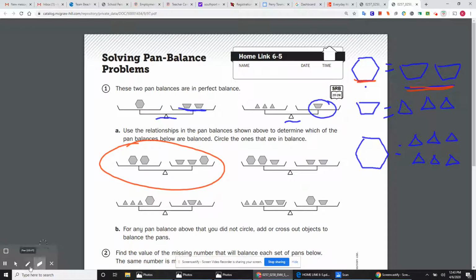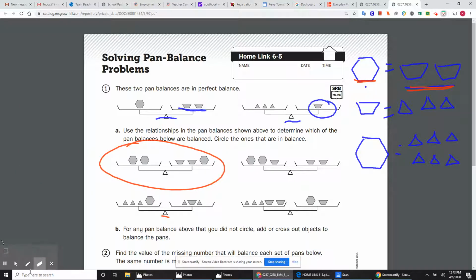All right, if I look at the one on the bottom down here, we have 3 triangles and a hexagon is equal to 2 triangles and a half of a hexagon or a trapezoid. Would those be balanced? And when it's asking if it's going to be balanced, you're thinking like a teeter-totter. If one side would weigh more, that would not be balanced, okay? If it was the exact same weight, it's going to be balanced. So we're circling the ones that are balanced.